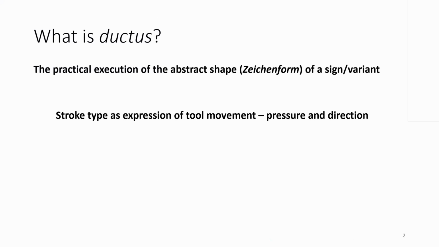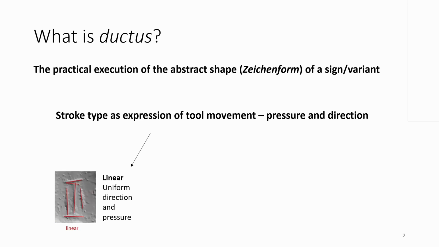And I'm not talking about stroke type as in the outline of the stroke. For example, the typical oval drop-like shape that we associate with Cypro-Minoan, or the triangular shape that we have in cuneiform. So within Cypro-Minoan, we have three different stroke types, if stroke type is understood in this way. And one is linear, meaning I have a uniform direction and a uniform pressure. So this is an example, of course.